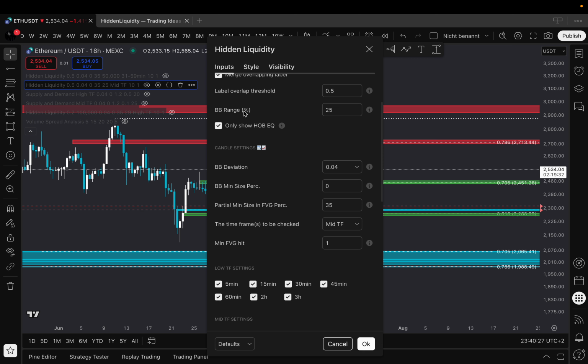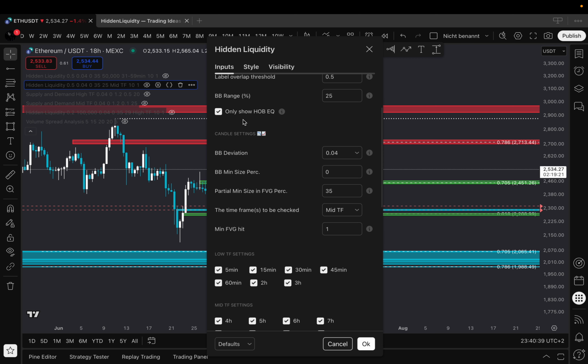Then we've got a breaker block range. That's quite interesting because you can decide in which price range you want the tool to look for hidden liquidity. That's really nice to keep your charts clean. Then a setting I personally use a lot is only show hop equilibrium. It basically only shows the 0.5 mark of the whole block, where the liquidity is concentrated the most. It keeps your charts cleaner, and I like to use it.